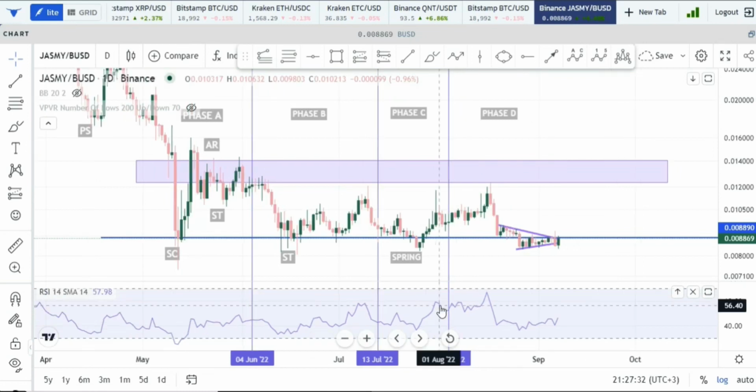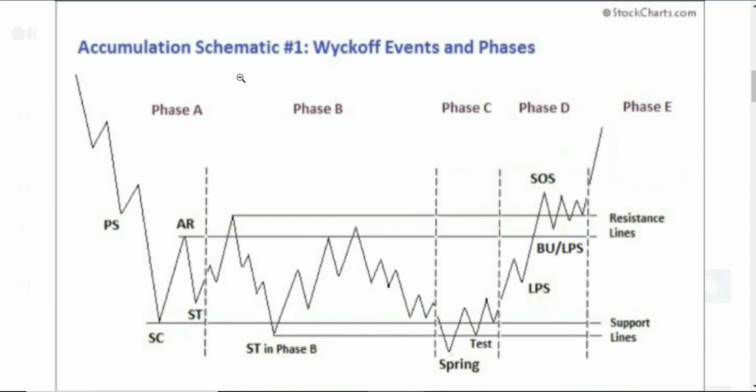In the last video, we talked about this accumulation structure happening right here on JASMY. We went on to compare it with the Wyckoff accumulation schematic, where you have phase A, B, C, D, and all that good stuff, right? We actually have those things on the JASMY price chart, but we also have a little bit of deviations right there. We'll talk about those things one more time in today's video.